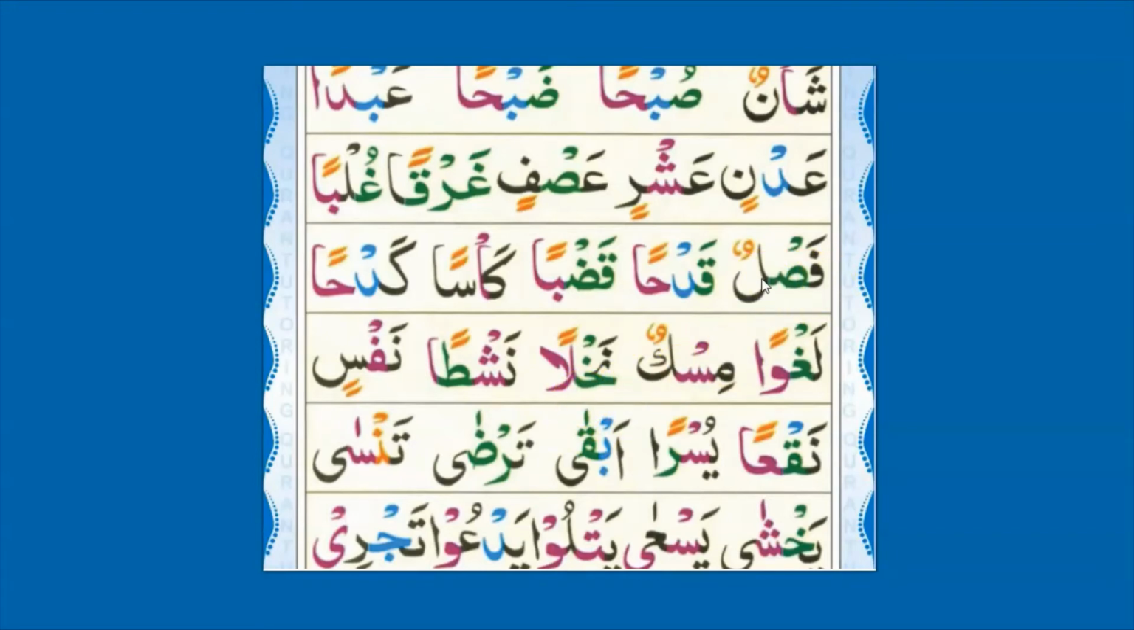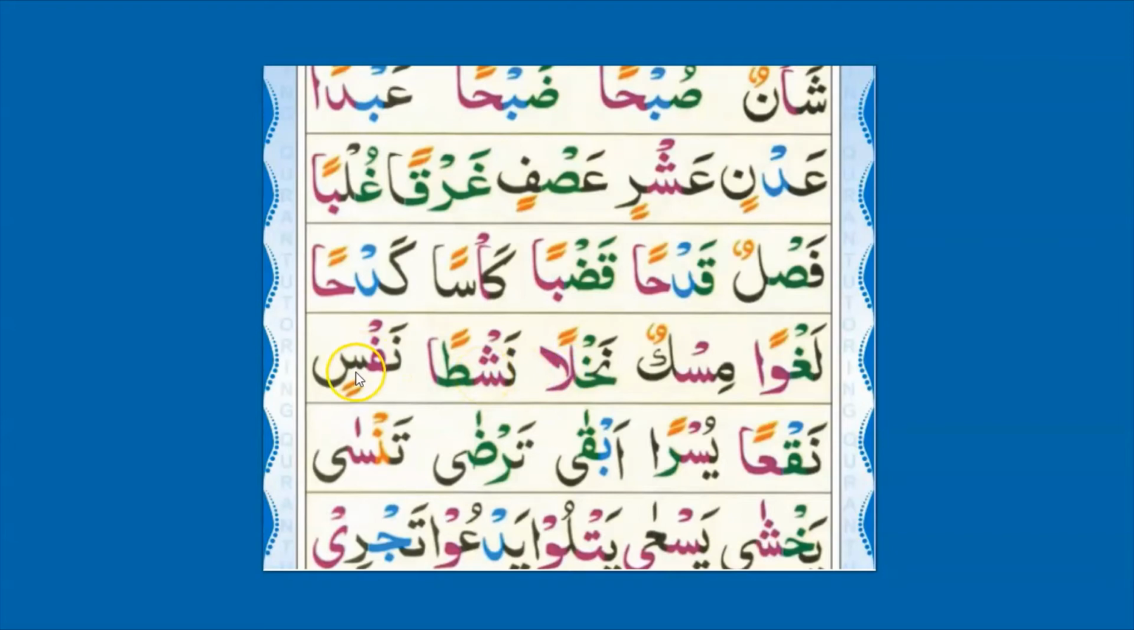Faslun, Waqaf, Fasl, Qadihan, Waqaf, Qadiha, Qabban, Waqaf, Qabba, Ka'san, Kadihan. The same thing, Kadi. You see, here is Qalqala. Laqwan, Miskun, Nakhlan. There is tanween, so we have to do Ikhfa.